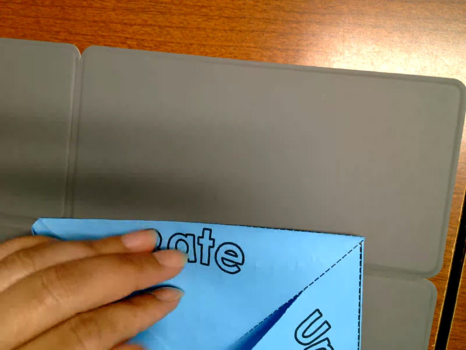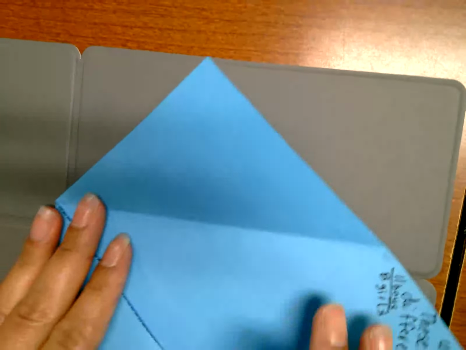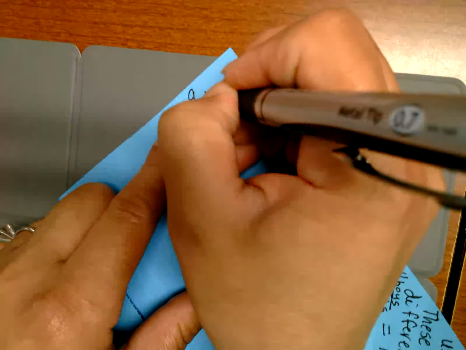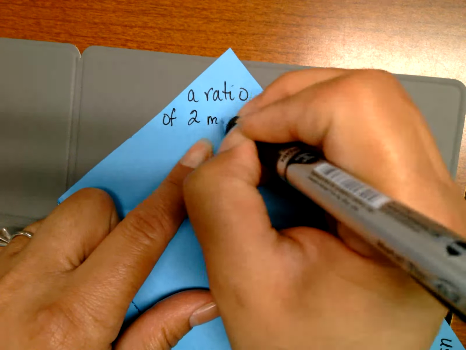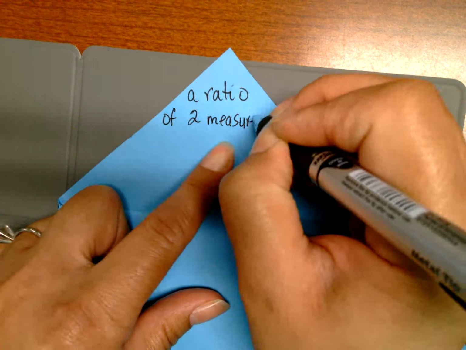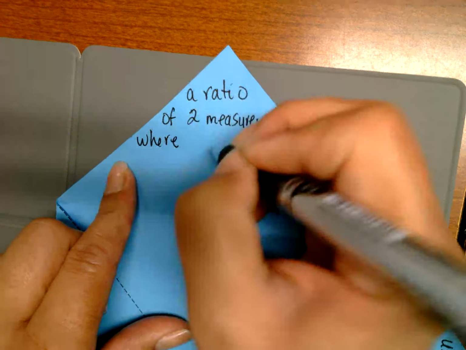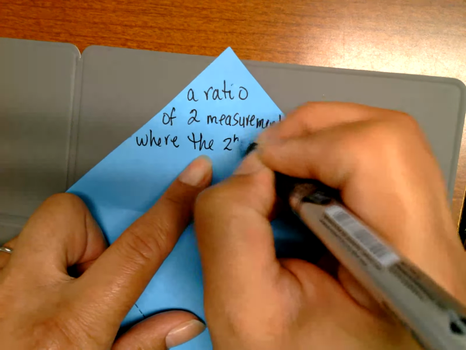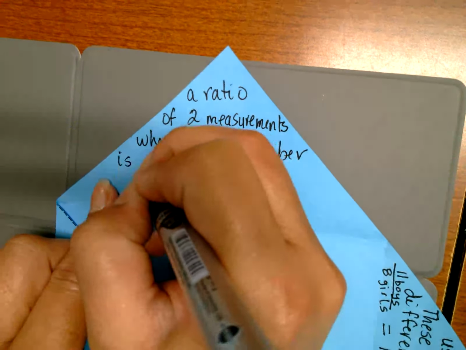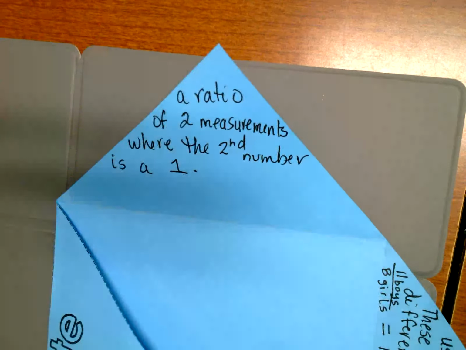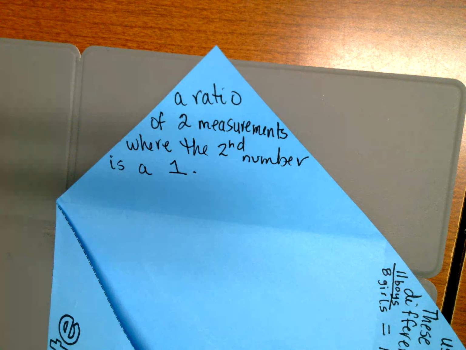So let's go to the unit rate tab, and I want you to write the following. It is a ratio of two measurements, so two things, where the second number is a 1. The unit rate.